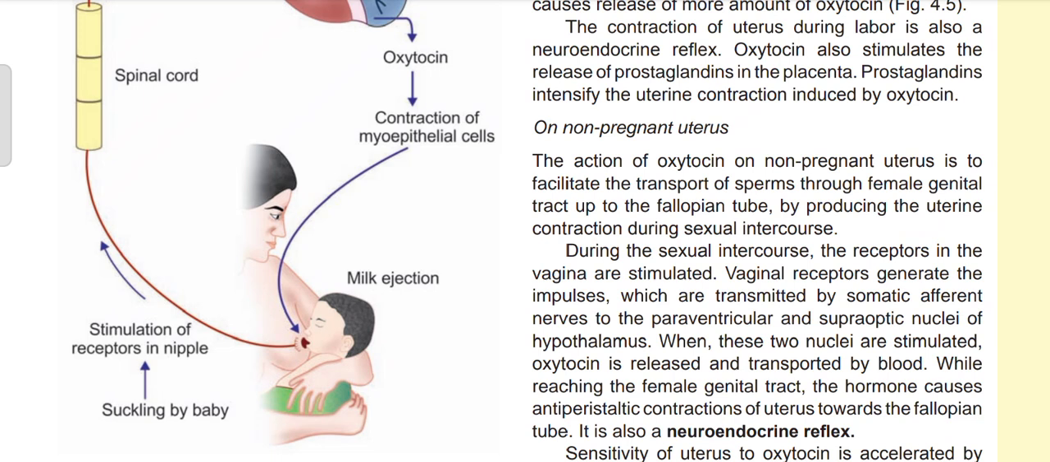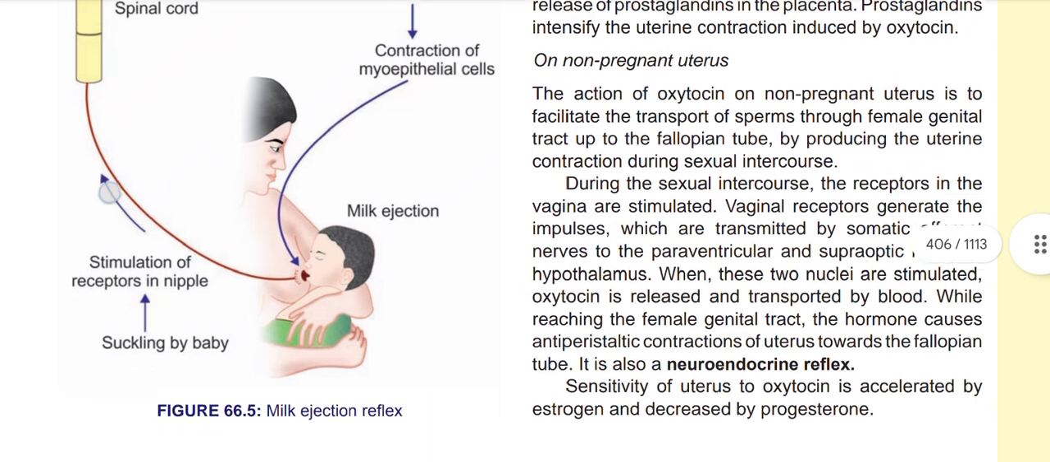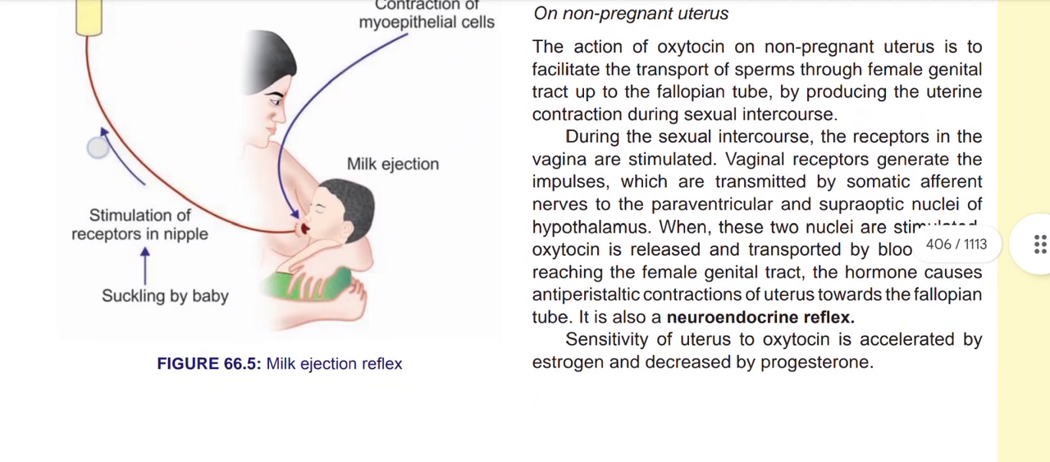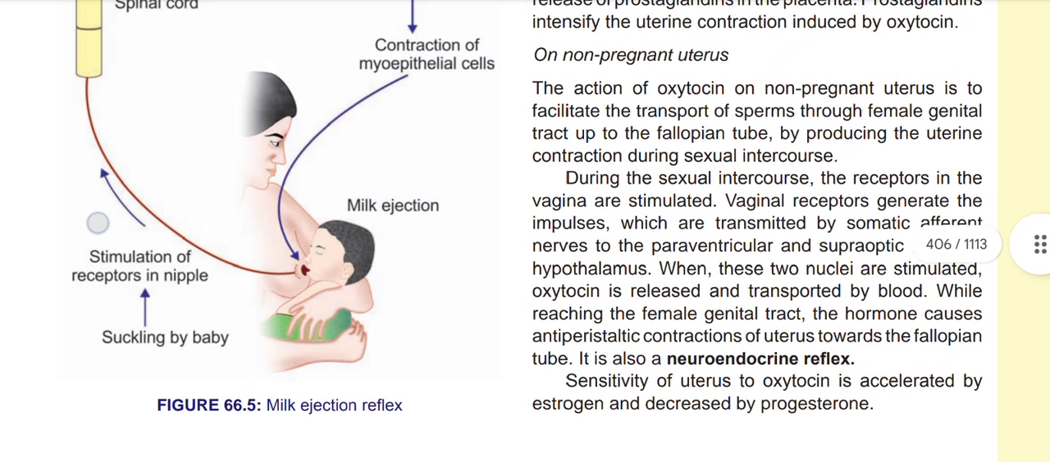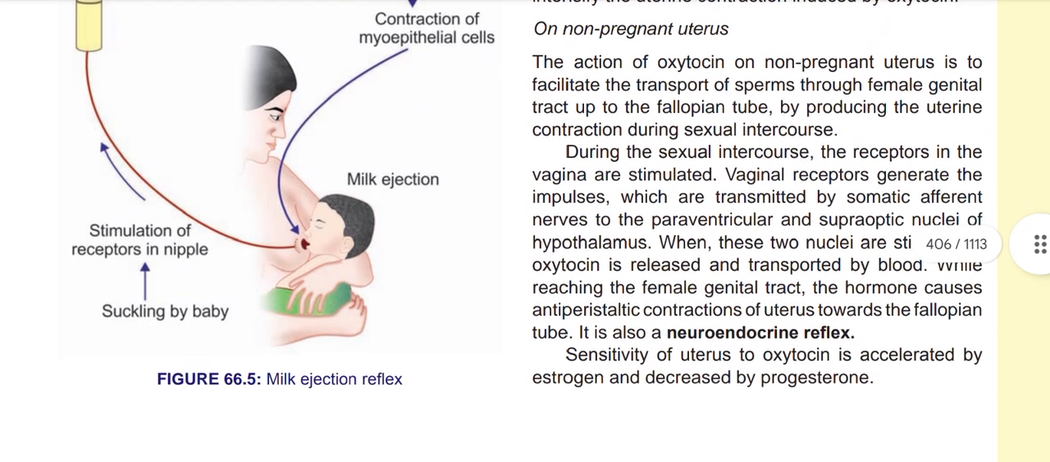On non-pregnant uterus. Now, the action of oxytocin on non-pregnant uterus is to facilitate the transport of sperms through the female genital tract up to the fallopian tube by producing the uterine contraction during sexual intercourse. What is going there? The action of oxytocin on non-pregnant uterus is to facilitate the transport of sperms through the female genital tract up to the fallopian tube by producing the uterine contraction during sexual intercourse.